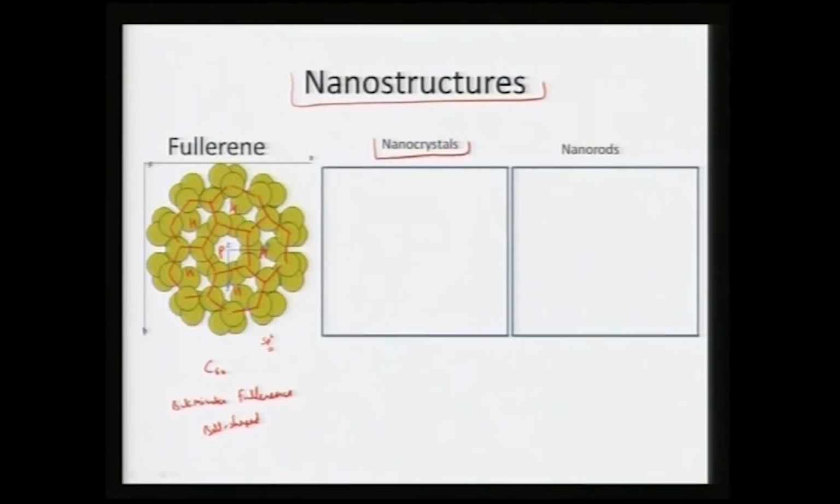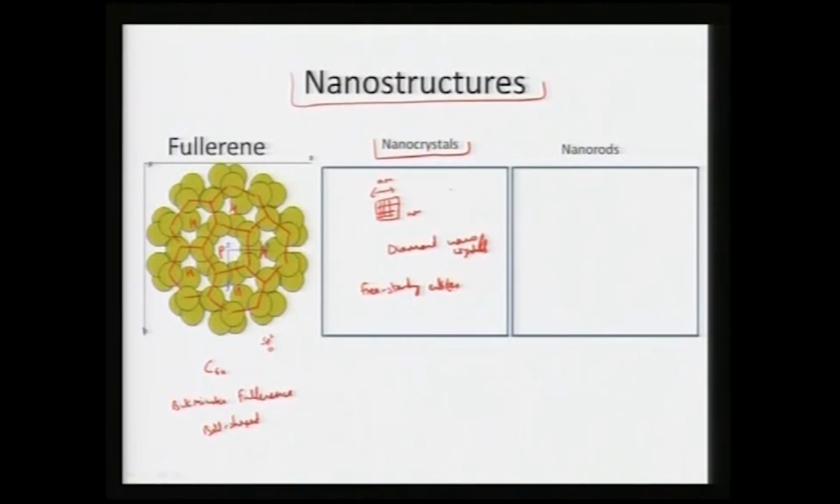Now, we can also have something called nanocrystals. So, we can have small crystals which are of the order of a couple of nanometers. So, we can have, say, diamond nanocrystals. These are freestanding entities which can exist as a monocrystalline unit. So, we can see that nanocrystals have dimensions of a couple of nanometers along any one of the length scales, and we can also have something called nanorods.